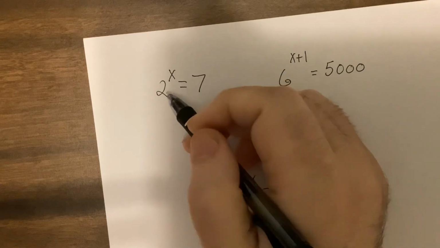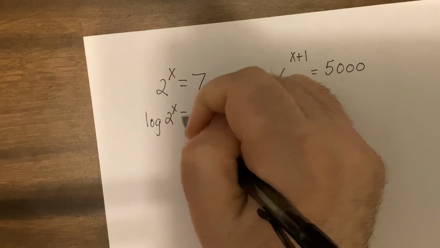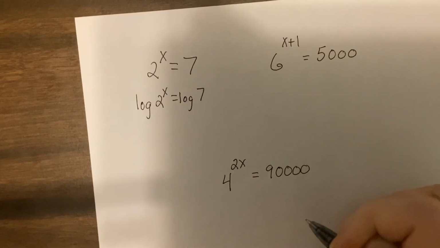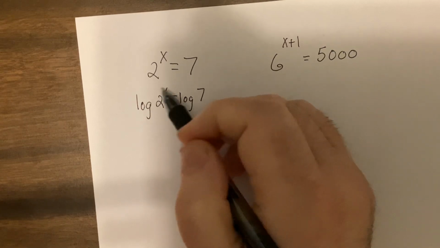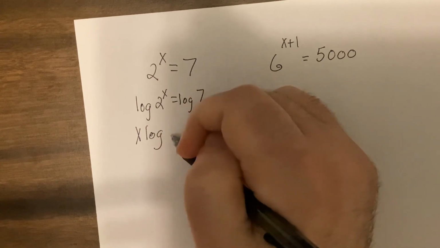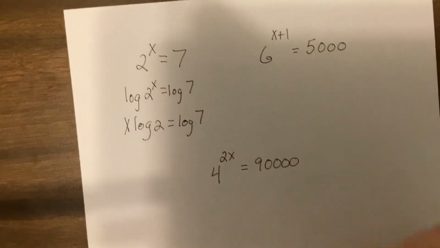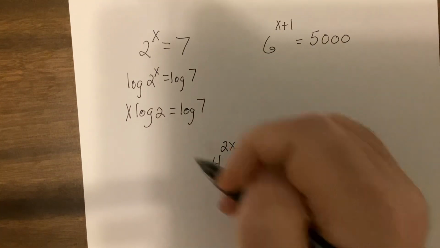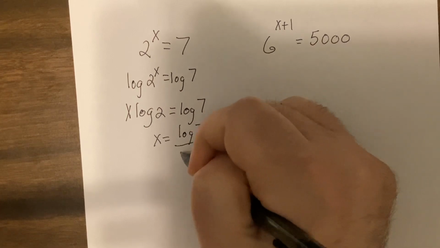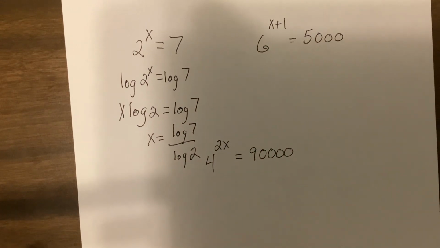So I'm just going to take the log of both sides. This is why logs are still somewhat needed, not as much as it used to be. I'm going to do base 10 to make life easier. Bring the power out. So then I divide both sides by log of 2 to get the x by itself.